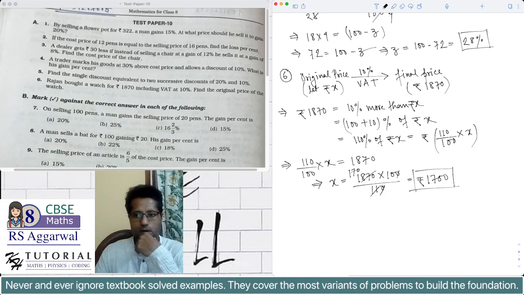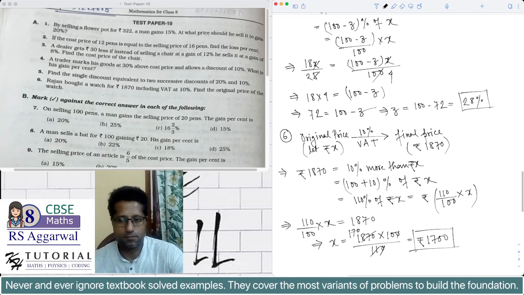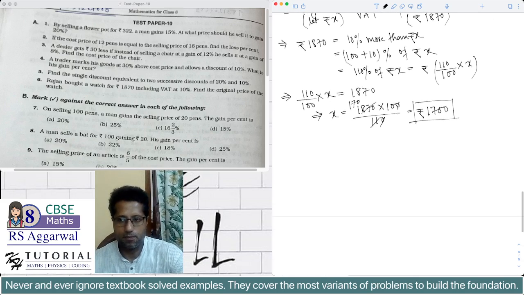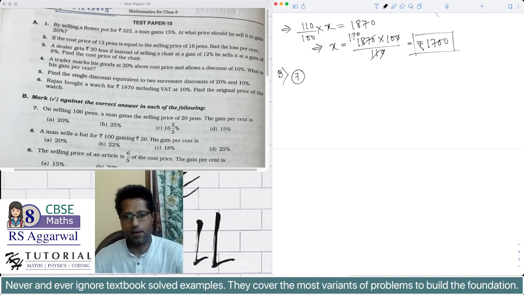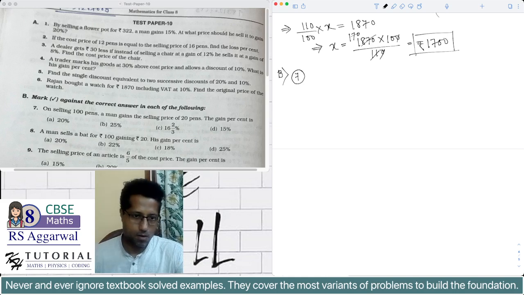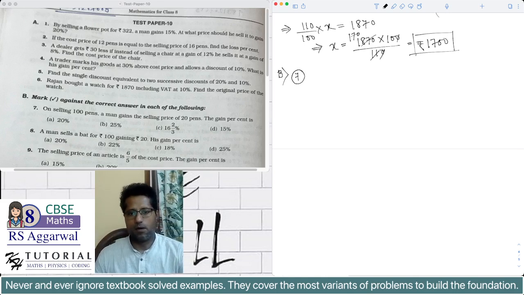So that is, we came to an end in solving all the problems of section A, which were subjective questions. Now let's start section B. These are objective questions. Question number 7. On selling 100 pens, a man gains the selling price of 20 pens. Find the gain percentage.